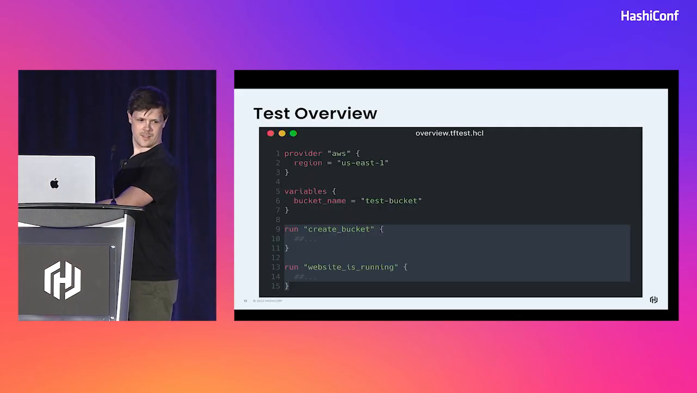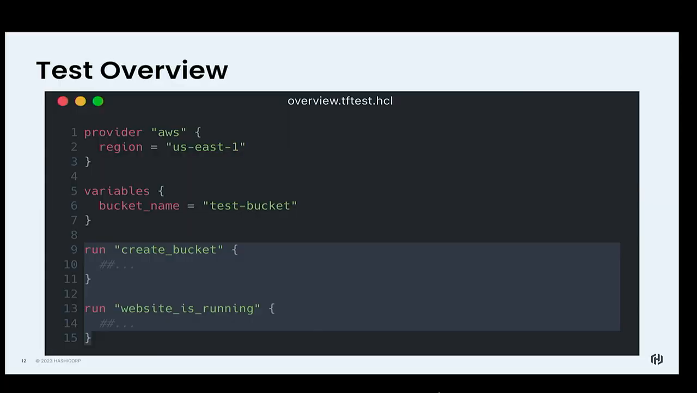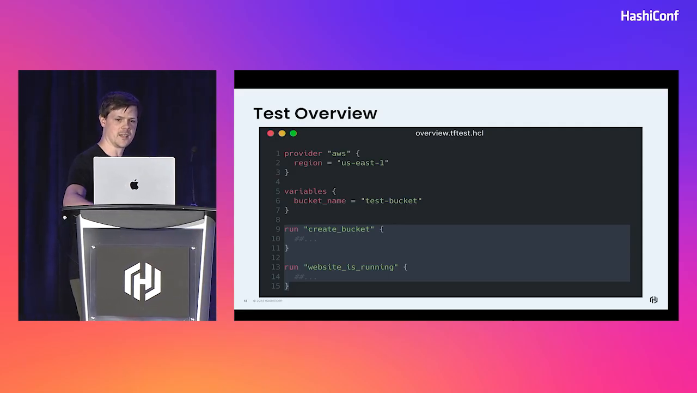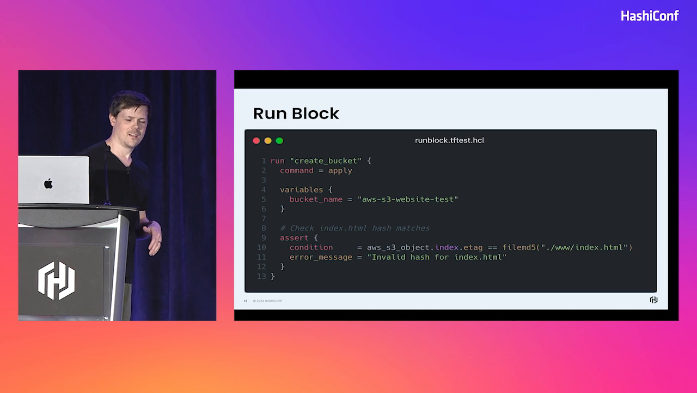And then finally, we have the run block. And this is kind of the heart and soul of our tests. This is where all the logic of our tests is going to live. Just as I said, you can have multiple test files. In each of those test files, you can have multiple run blocks, and they'll run in sequential order. Here, I have two run blocks. I have one named create bucket and another named website is running. Let's just jump into that first one, and we'll see an example of a run block.